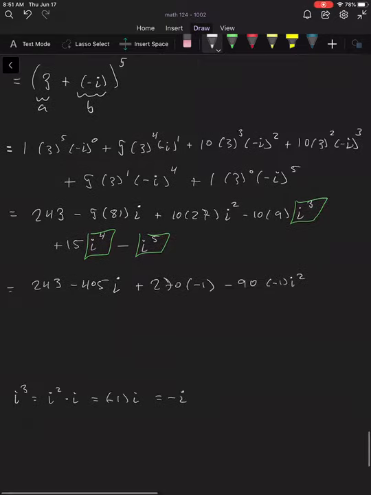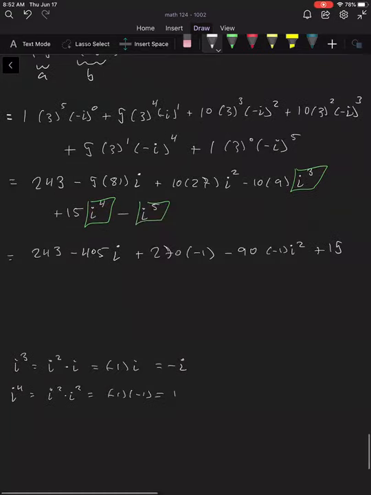Okay, so the next term, we have the i to the 4. Well, i to the 4 is just i squared times i squared, which is minus 1 times minus 1, which is positive 1. So i to the 4 is just 1. So our next term, 15 times i to the 4, that's just plus 15. Now what's i to the 5? Well, i to the 5 is just i to the 4 times i. We just calculated i to the 4 to be 1, so this is 1 times i, which is equal to i. So this minus i to the 5 is really just minus i.